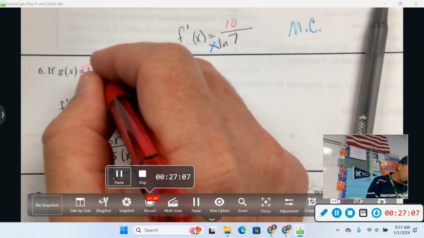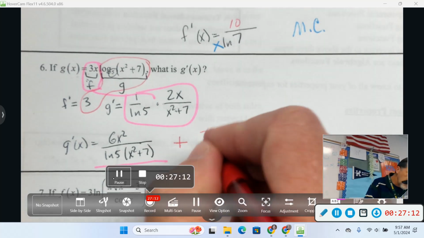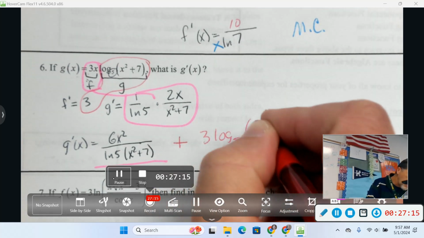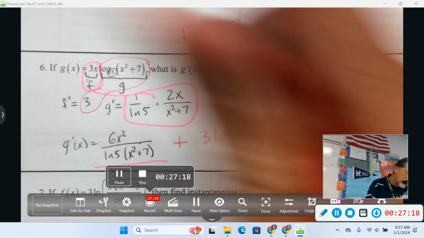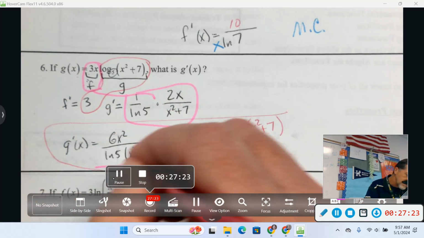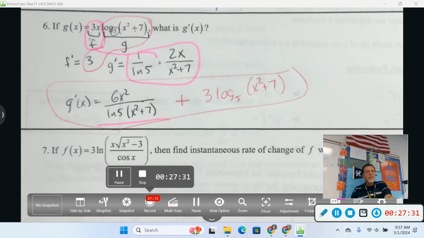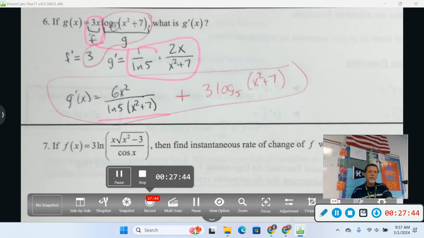Plus the other way around. Oh, this is an easy one because I'll just stick a 3 on there: 3 log base 5 of x squared plus 7. I don't think there's anything we could do with that in terms of like terms or simplifying. So we're starting to really put these things together now. Product rule, chain rule, log rule, power rule, and then a little bit of algebra at the end.